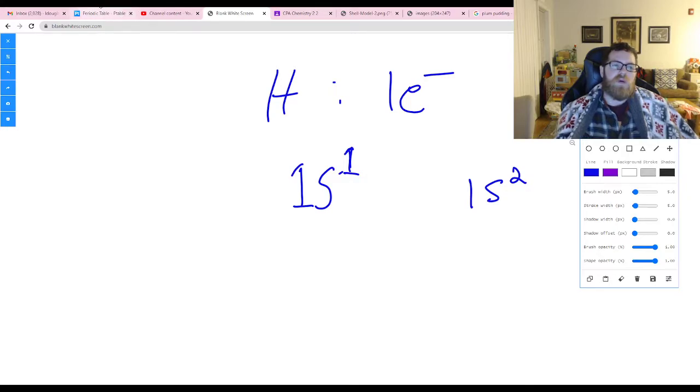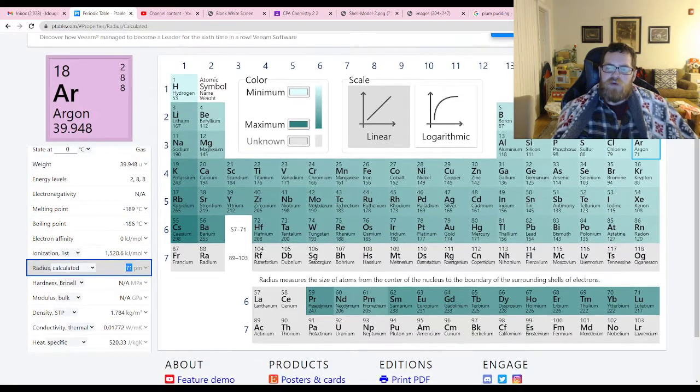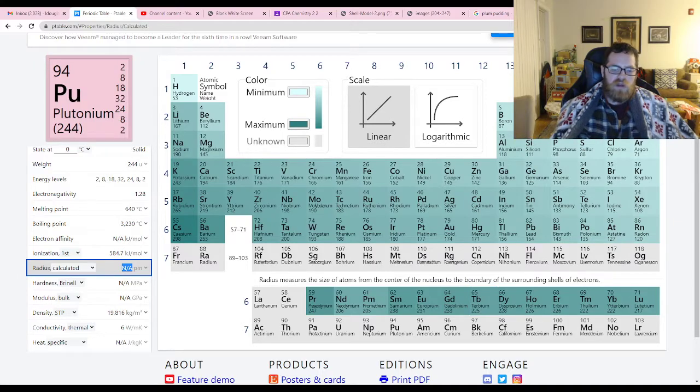And they literally go in order. After 1s2, we go to 2s1, 2s2, 2p1, 2p2, 2p3, 2p4, 2p5, 2p6, and so forth. Every time you hit a p6 electron, you start again in the next row. So all of these ones end in p6.